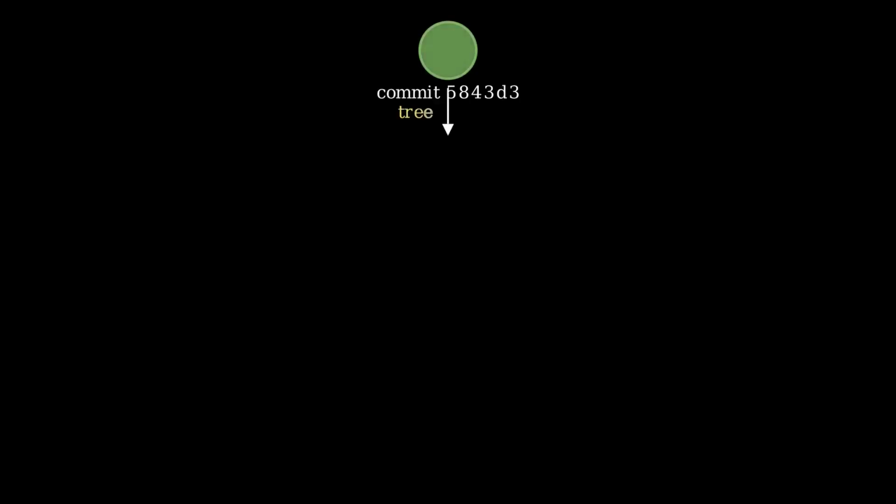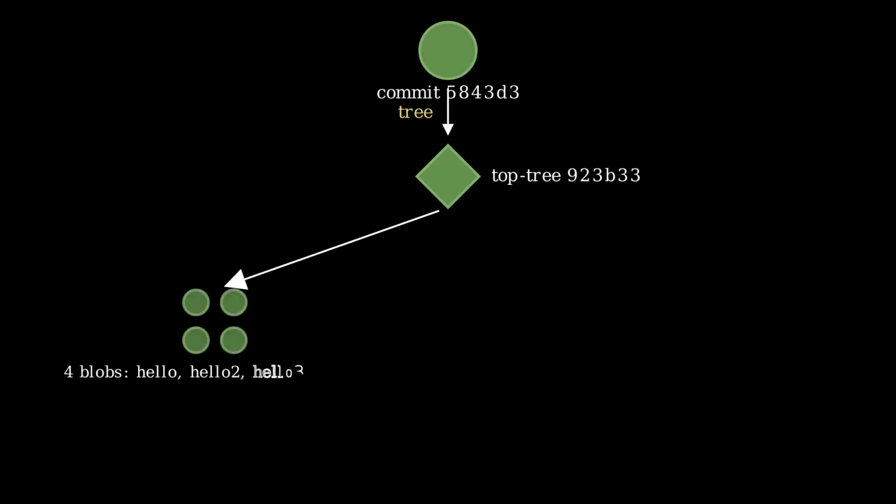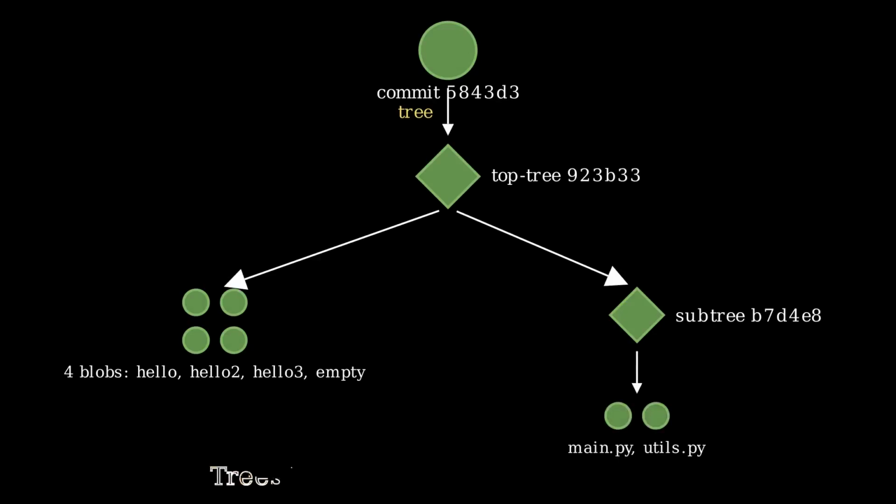Previously we built trees and blobs. Now let's put it all together. 1 commit, 1 nested project, the complete object graph. 1 commit at the top. It points to the top level tree. The top tree points to 4 blobs directly, and to a subtree. The subtree points to its own 2 blobs. Trees in the middle, blobs at the leaves, always.